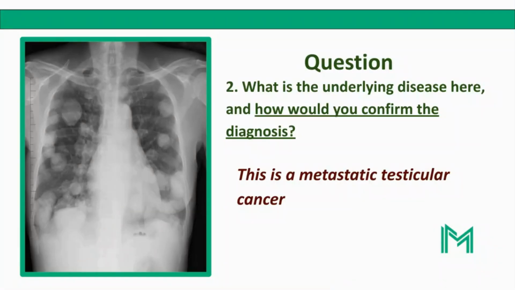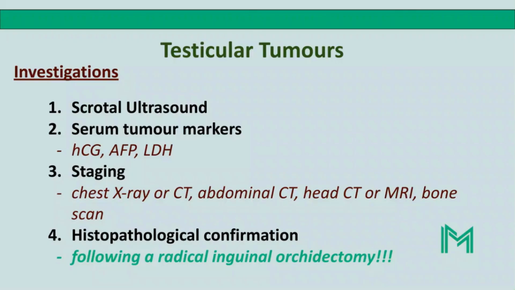Now, let's go to the second aspect of the question. We are asked, how would we confirm the diagnosis of a metastatic testicular cancer? So, how do we investigate? You need to do a scrotal ultrasound, which will show you the presence of the mass, just that it may not be able to accurately tell you that this is either a malignant or a benign tumor, but it will tell you that there is the presence of a testicular tumor.